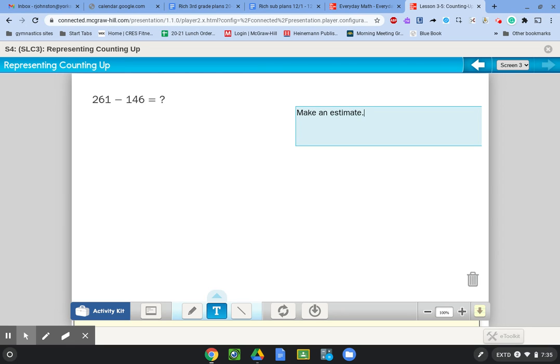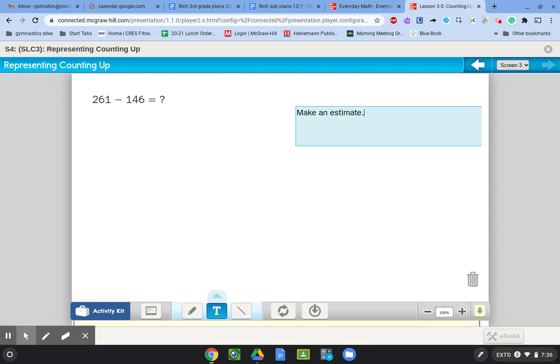So start out by making an estimate, then do the work. Solve 261 minus 146. Maybe you want to use the counting up strategy that we've been practicing. Maybe you want to use an open number line. And then you can come together and discuss your answers.